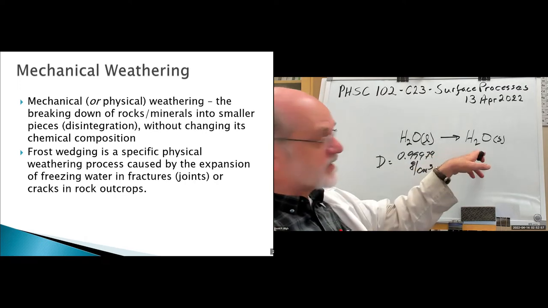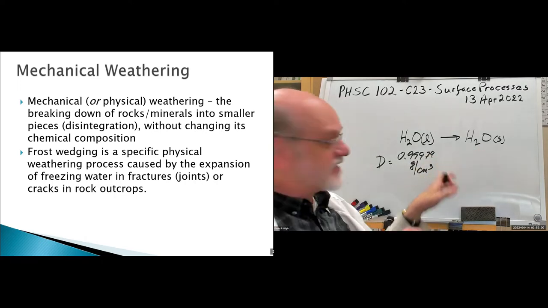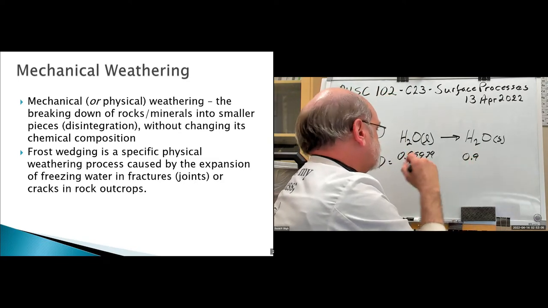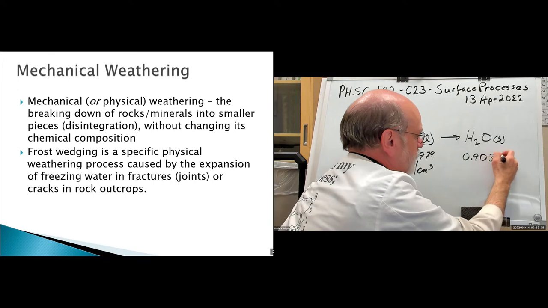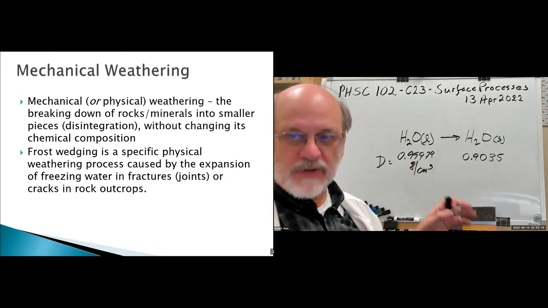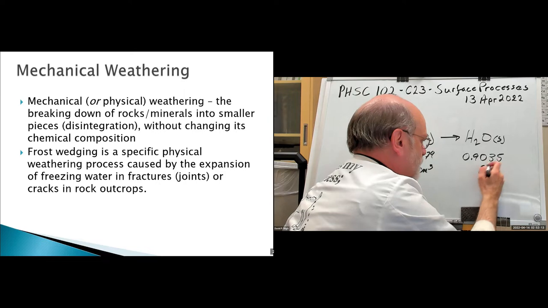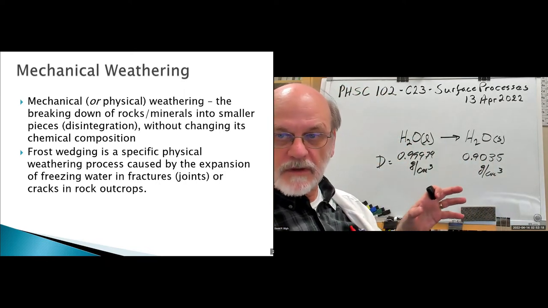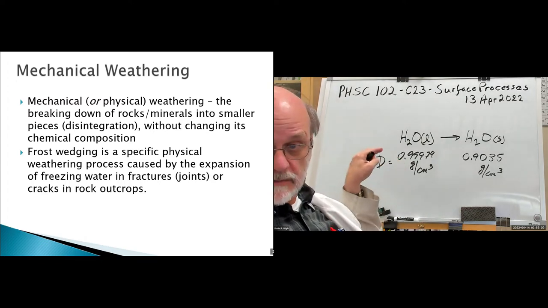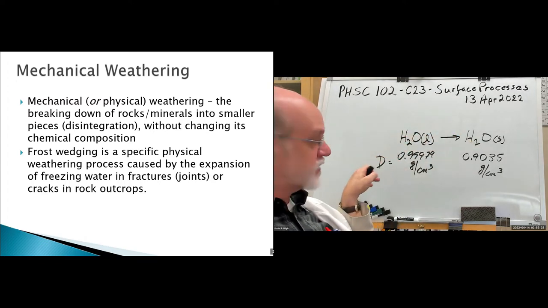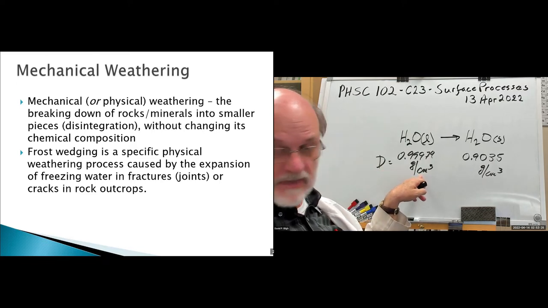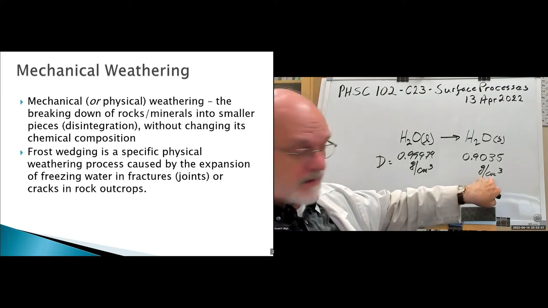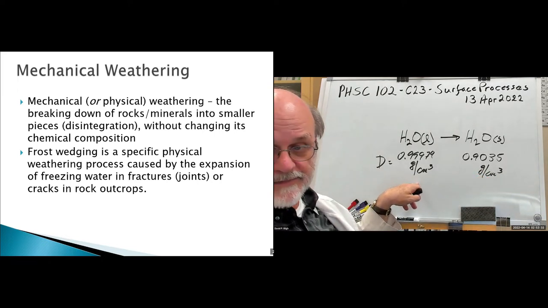Density. The density of solid water is less. It may be 0.9035. I'm just making those numbers up, but I'm in the ballpark, grams per cubic centimeter. So what does that mean? Well, if the mass is held constant, then the only thing that can change density is the volume. So if the volume decreases, that means the volume on this side has to be bigger than the volume on that side, right?